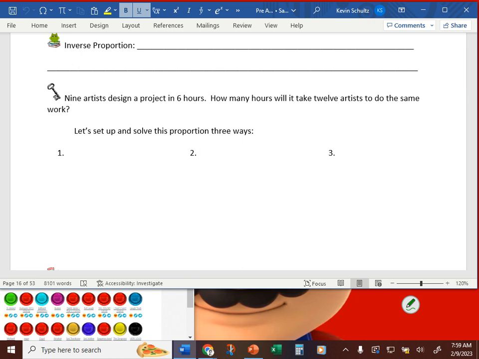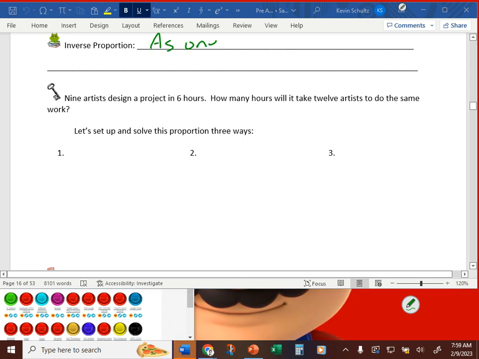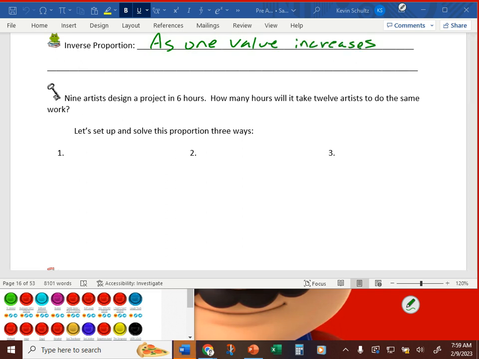Nolan! It's one value increases and the other value decreases. Yeah. So a direct proportion, both values are either going up or both values are going down. Okay. A partitive proportion, it divides a whole into parts proportionally, think ratios. Okay. And an inverse proportion, as one value increases, the other value decreases. Okay, as one value increases, the other value decreases.